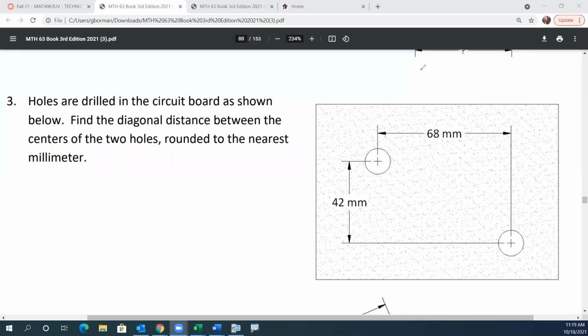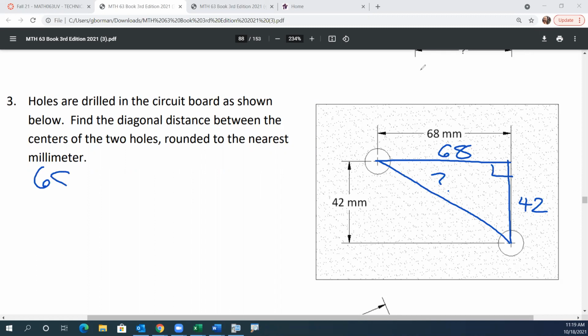Okay, now on this one, they say, hey, go find the diagonal distance right there. I'll call that question mark. Okay, so we know that's 68. We know that's 42 millimeters. So we've got a right triangle. Once again, this looks like a job for the Pythagorean theorem. Okay, so I plug all that in there.